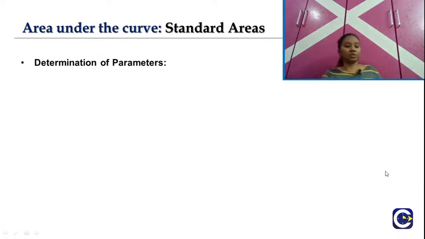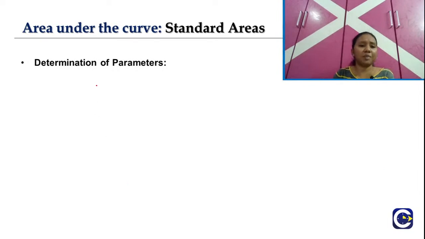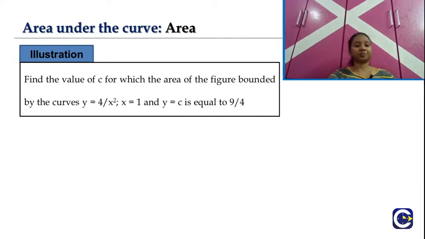So let's get into the next one. The next topic we are going to see here is determination of parameters. As I mentioned, it can be any parameter like some constant a, b, c, something like that. We'll have a variable which is the parameter, and we have to determine the parameter value using our given condition. So let's see the question here.